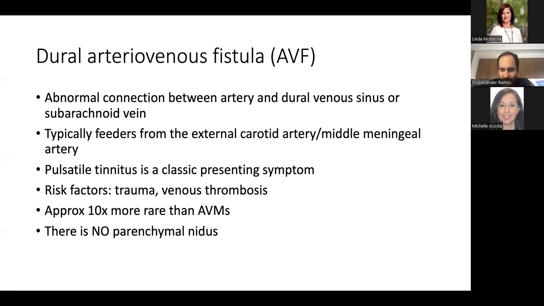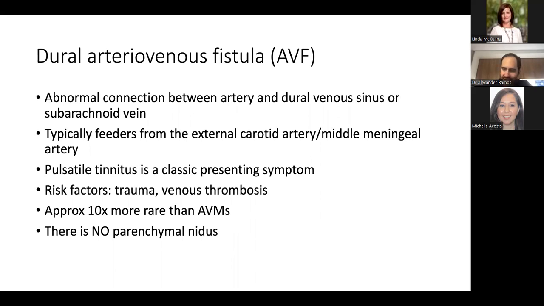All right, so dural fistulas. This is just kind of for fun because these are super rare lesions, but they're my favorite thing to treat, so I wanted to talk about them a little bit. This is an abnormal connection between an artery and a dural venous sinus or a subarachnoid vein. So there's no intraparenchymal nidus. It's just a connection directly between the artery and a vein. It's usually feeders from the external carotid artery.